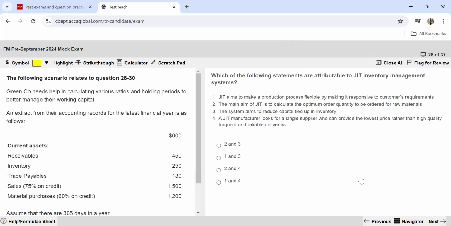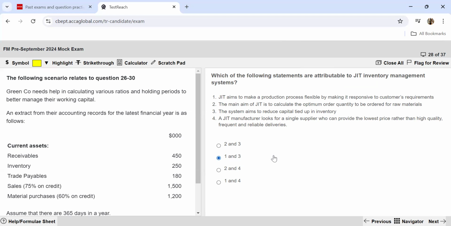All right. Which of the following statements are attributable to JIT inventory management systems? JIT aims to make a production process flexible by making it responsive to the customer's requirements. This is absolutely correct, so this is one of our answers. That means our option is either going to be 1 and 3 or 1 and 4. Let's have a read. The main aim of JIT is to calculate the optimum order quantity to be ordered for raw materials. That's rather the EOQ model rather than JIT. Then the system aims to reduce capital tied up in inventory. This is absolutely correct. So I can see 1 and 3 could be my answer.